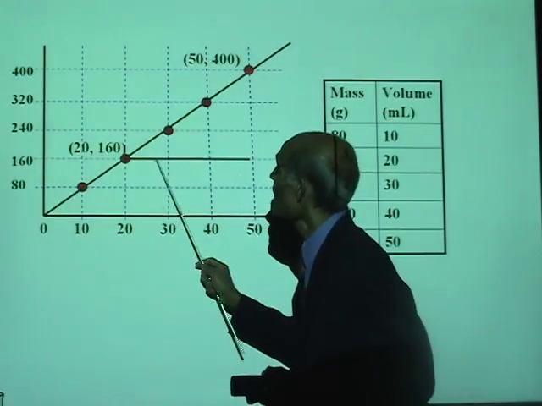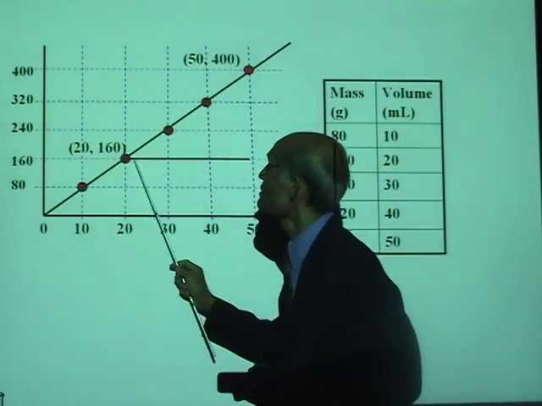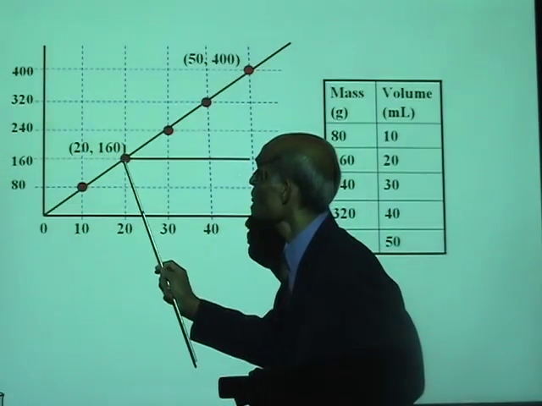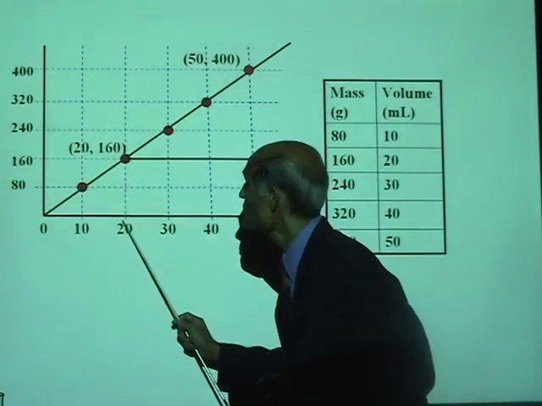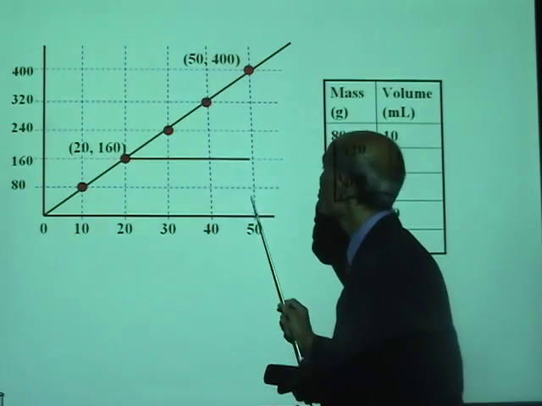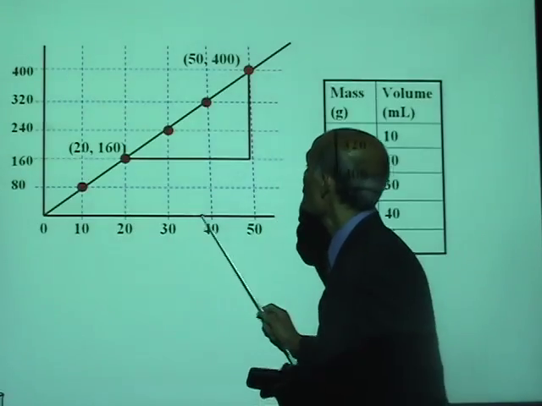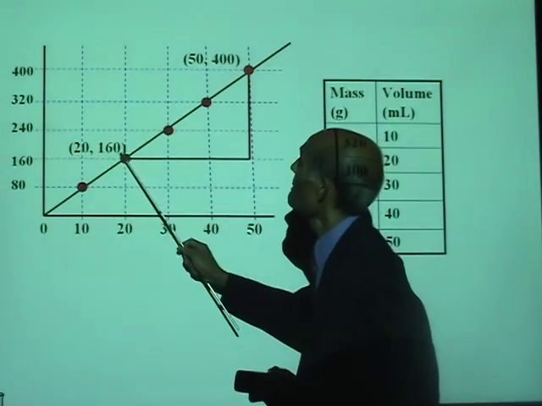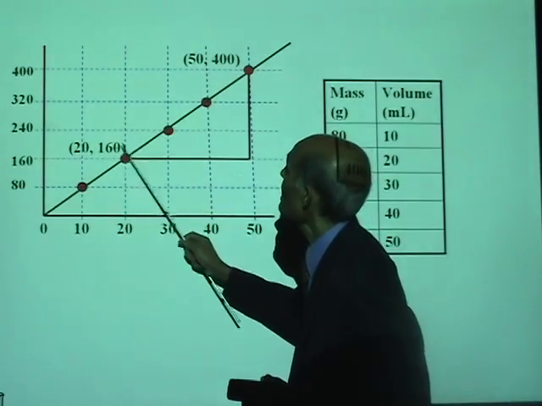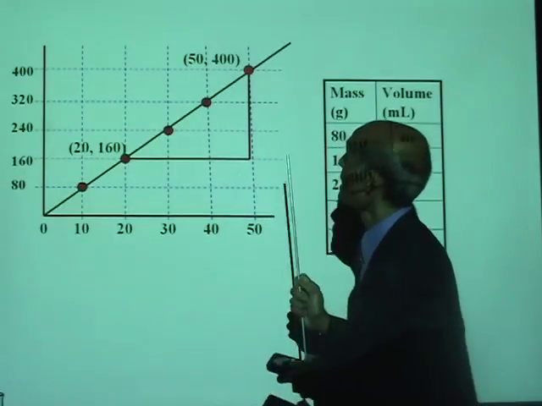First of all, I draw that line. Why did I draw that line? Because the volume changed from 20 to 50. And when volume changed from 20 to 50, mass changed from 160 to 400.